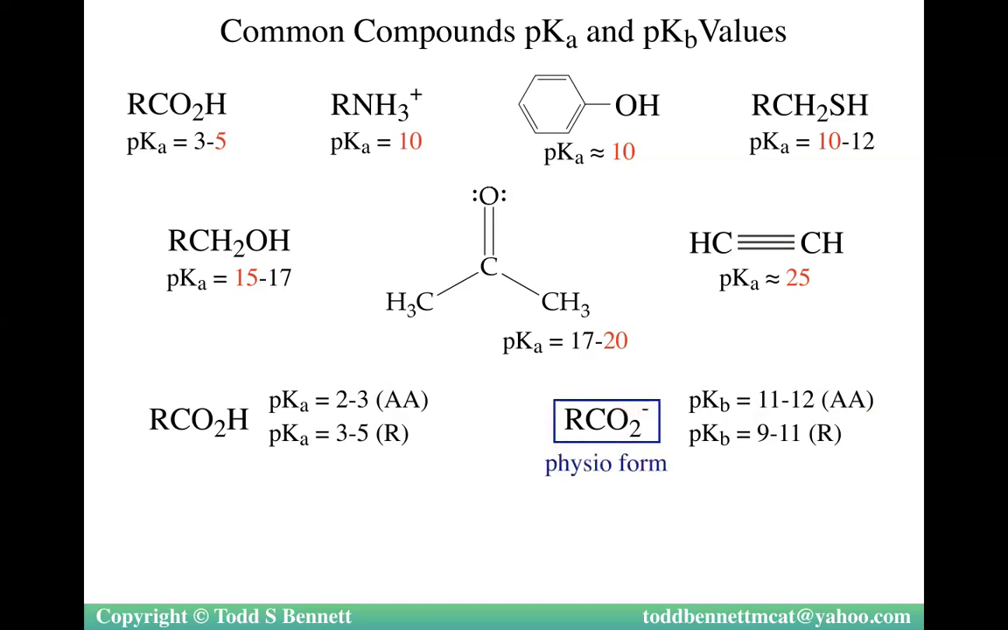Okay, this is the physiological form. The pH of the cell is around 7.4. So in the body, we see carboxylates. You talk about succinic acid, nope, you talk about succinate. You talk about malonic acid, nope, you talk about malonate.